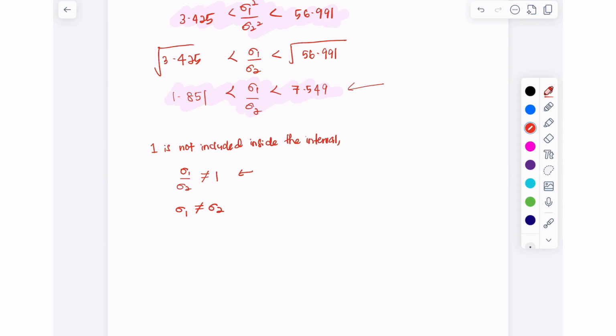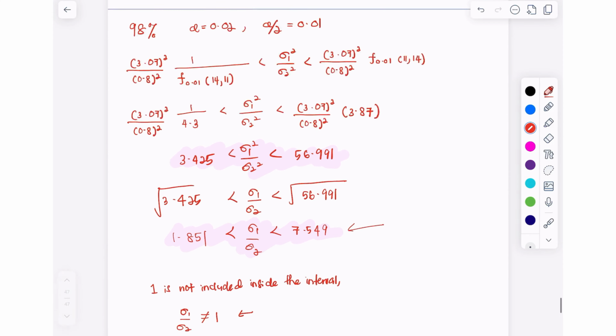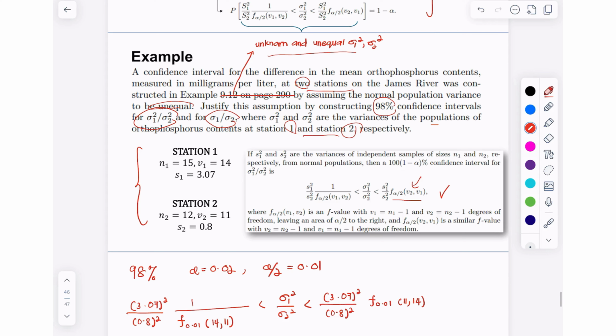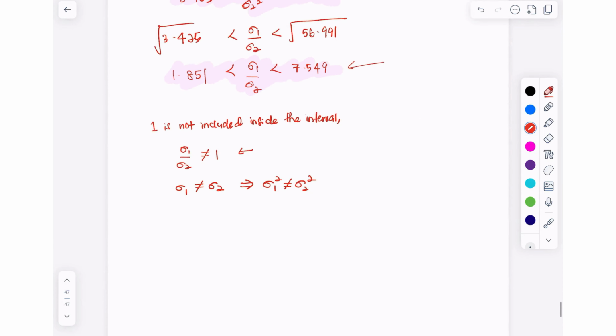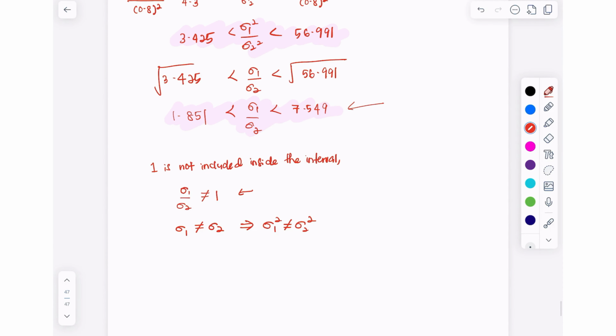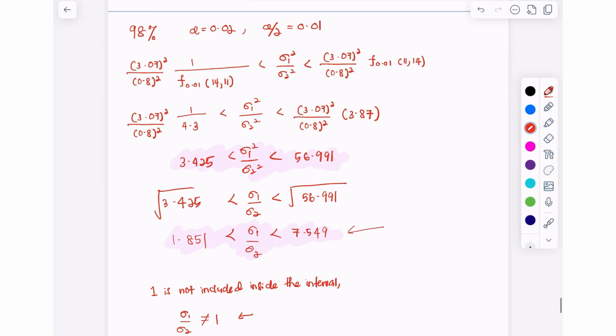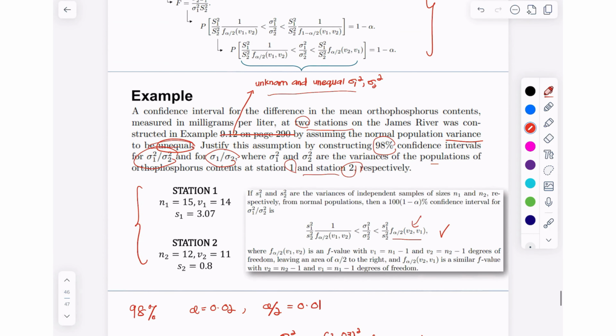In this case it also means that variance 1 is not equal to variance 2. If you look at the example back, it is true that the variance is unequal, and we have proved it from this estimation by using the ratio. So that's all for the variance from the two samples.